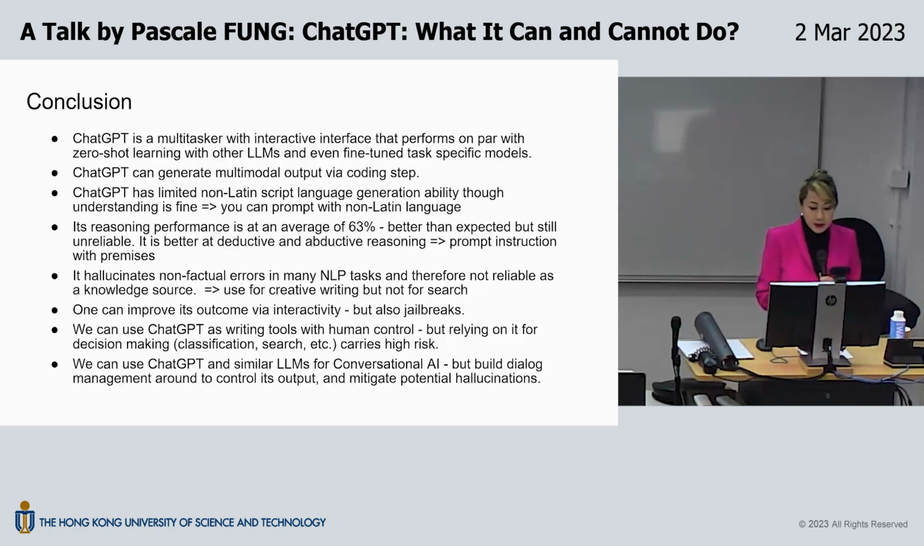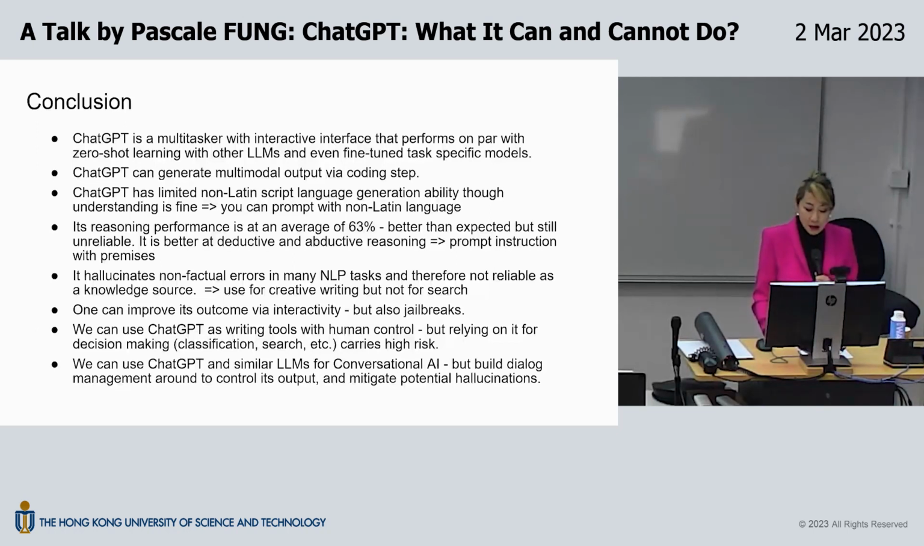Its reasoning performance is at an average of 63%. It's better than expected, but still unreliable. It is better at deductive and abductive reasoning, so prompt instruction with premises and all the assumptions you want. It hallucinates non-factual errors in many NLP tasks and therefore is not reliable as a knowledge source. So use it for creative writing, use it for writing assistance, for advertising language, for generating scripts, for generating your next novel, but do not use it for search, please.